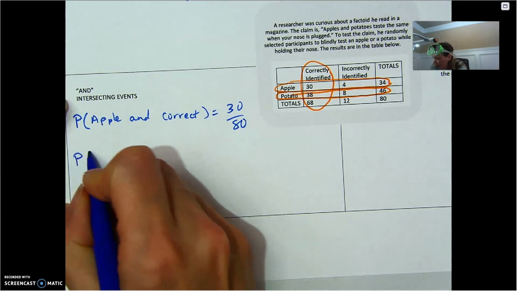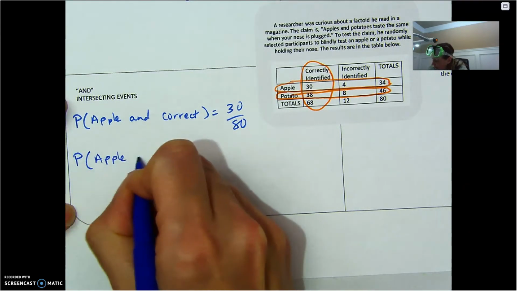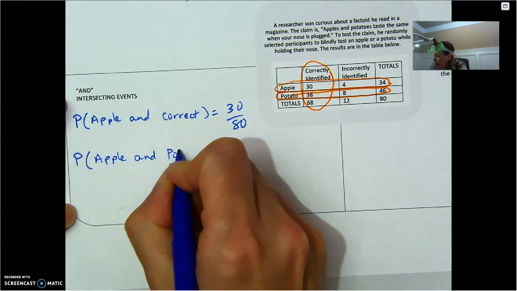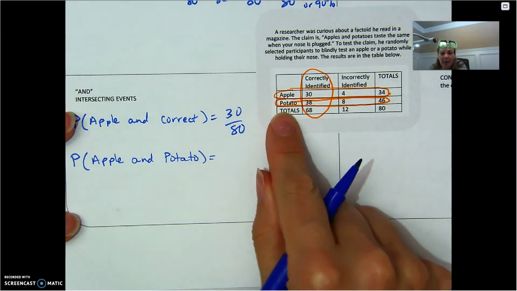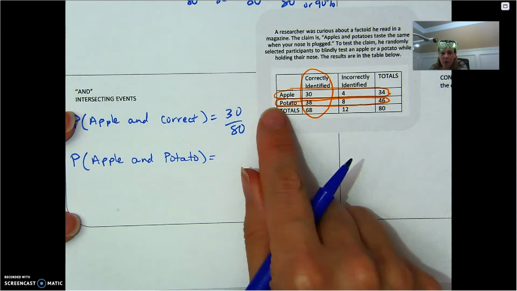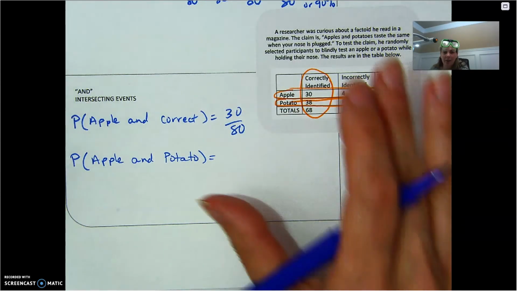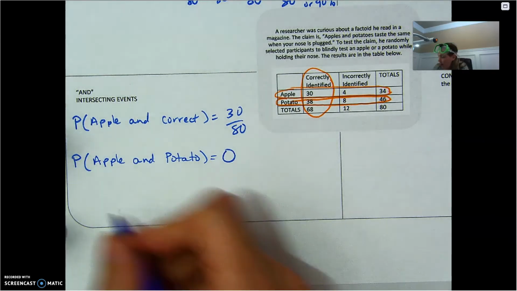Another example of and, how about probability of apple and potato? All right, so when you look at that chart, apple and potato, what's the intersection? There isn't one, right? They're in two separate rows. There isn't a number that would be intersecting between that. So this would be 0.